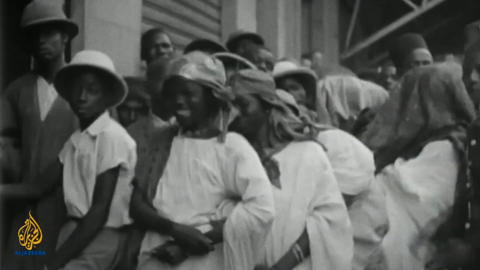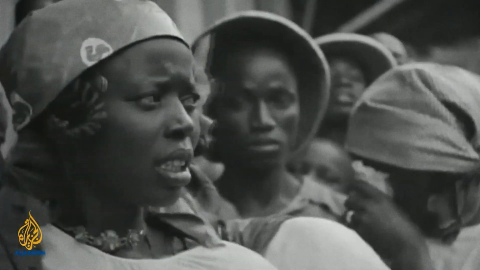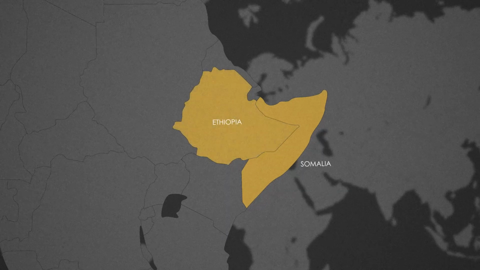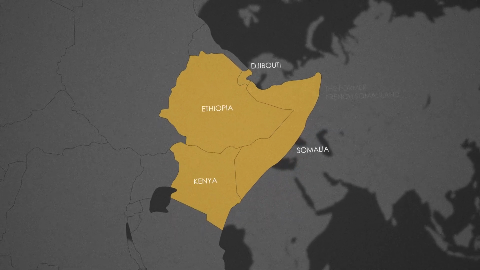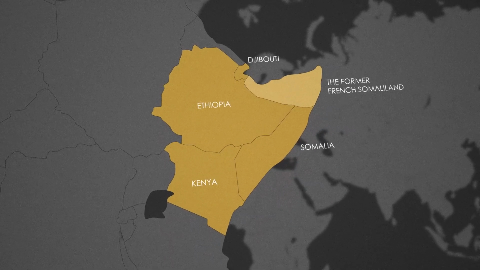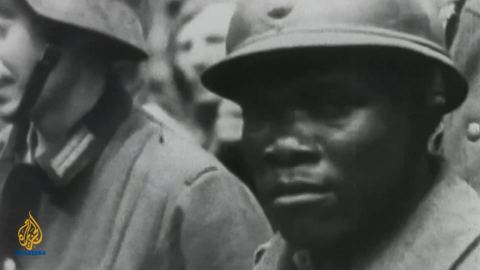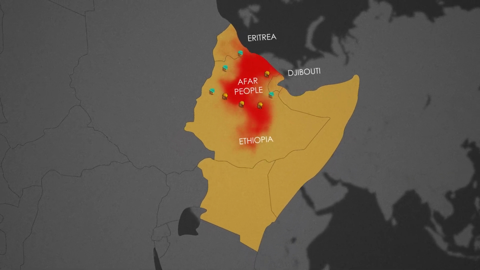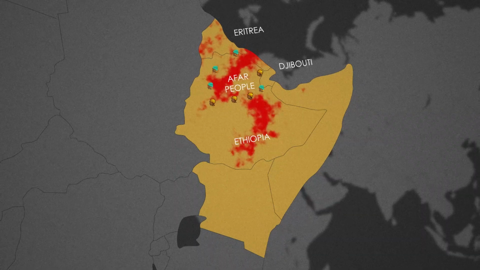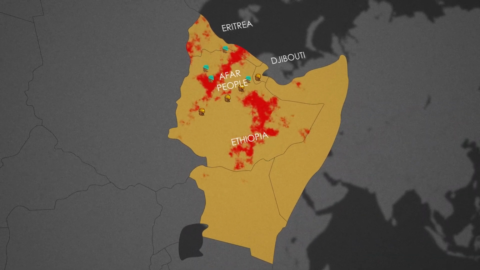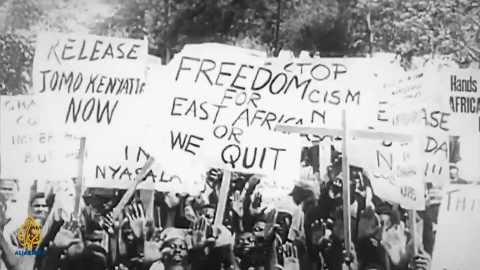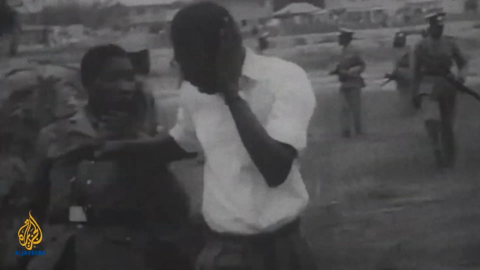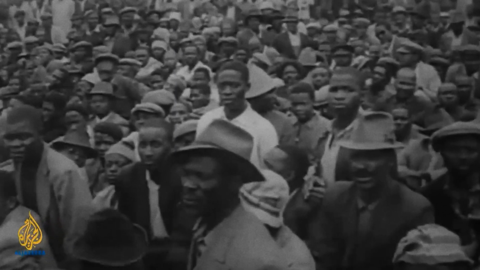Take the case of the Somali people, who were divided into 5 different nations by colonial powers. Today, Somalia, Ethiopia, Kenya, Djibouti, and the former French Somaliland all house different portions of the Somali population, creating ongoing tensions and conflicts. Similarly, the Afar people, traditionally living in the Horn of Africa, now find themselves divided between Ethiopia, Eritrea, and Djibouti. Even today, these arbitrary borders fuel ethnic conflicts, territorial disputes, and social instability.